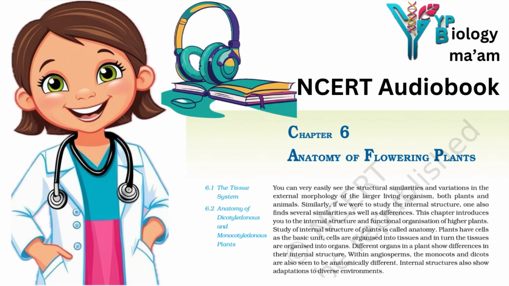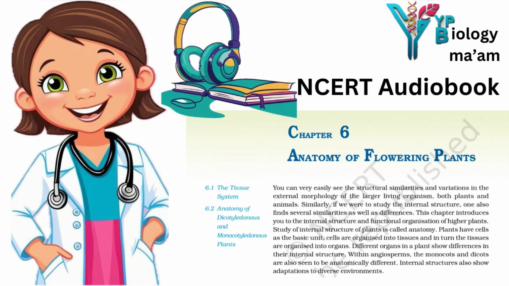6.2.1 Epidermal tissue system. The epidermal tissue system forms the outermost covering of the whole plant body and comprises epidermal cells, stomata, and the epidermal appendages, the trichomes and hairs. The epidermis is the outermost layer of the primary plant body. It is made up of elongated, compactly arranged cells which form a continuous layer.